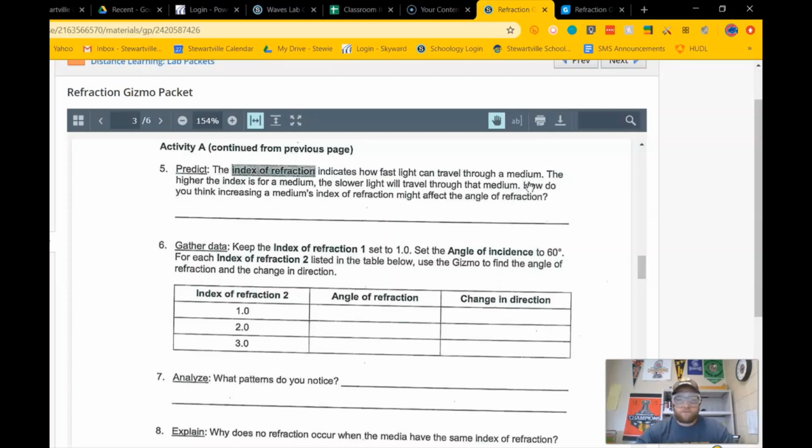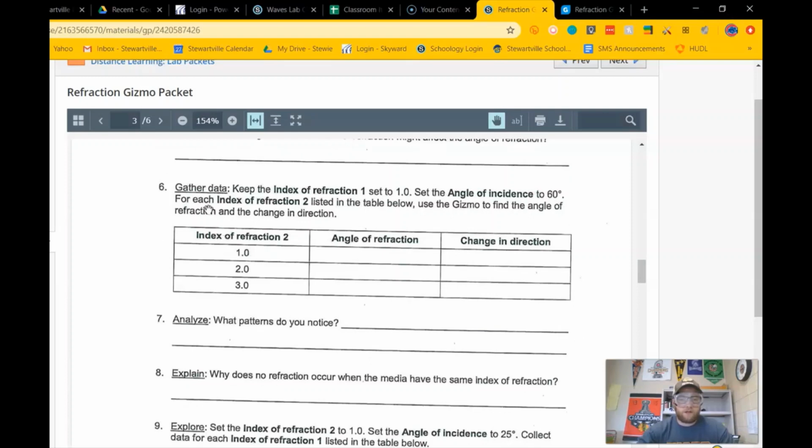So, if we know that light travels slower through a medium with a higher index, how do we think an increased index would affect the angle of refraction? Make a prediction, write that down for number 5.